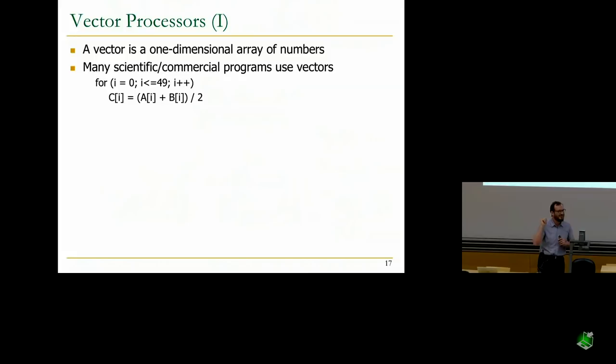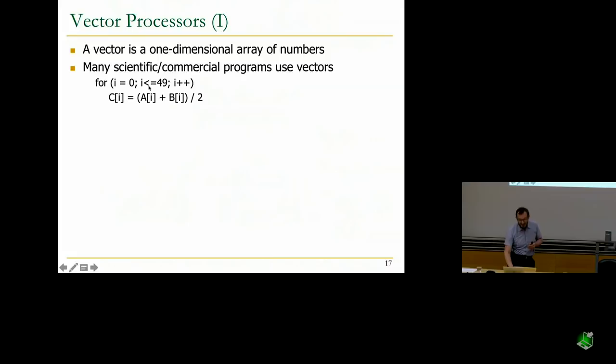Okay, a vector is essentially a one-dimensional array of numbers, in this case. Many scientific and commercial programs use vectors. This is an example that I'm going to use in this lecture. It's essentially doing an element-wise average of two vectors. There could be uses for this, but you could do any kind of operation, right? You could do a dot product of two vectors, which is a little bit more complicated than this. As you can see, you're element-wise averaging 50 element vectors, A and B, and putting the result into a vector C. This is the sequential SISD, single instruction, single data version of the code. Now we're going to see how inefficient this code is compared to SIMD.